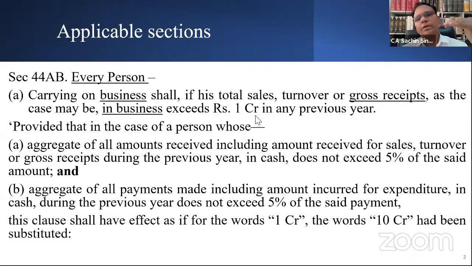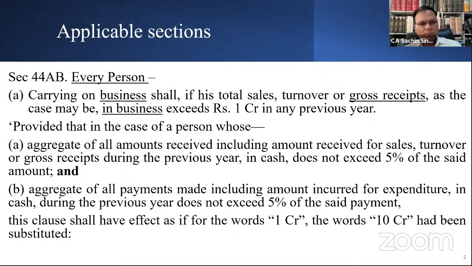Now come to the second part. So this is 44AB clause A. There's a proviso inserted in this section in the year 2020 by the Finance Act 2020. And this term is very interesting. By this, the limit of the tax audit, earlier it was 1 crore, now it becomes 10 crore.